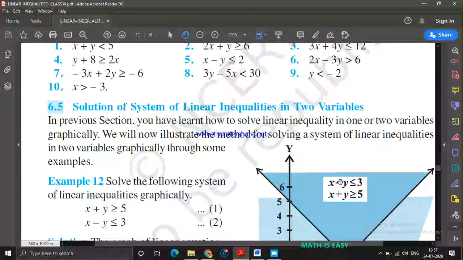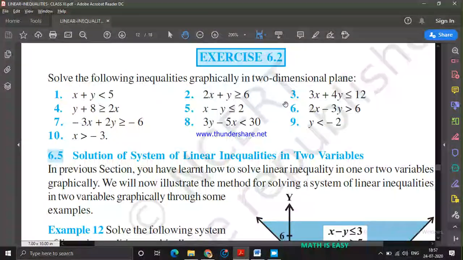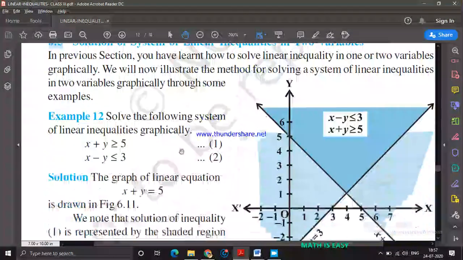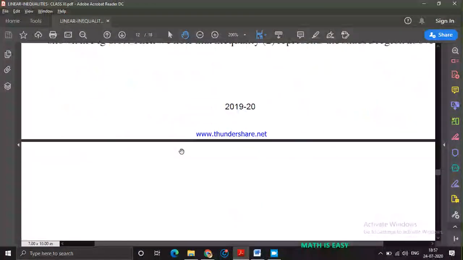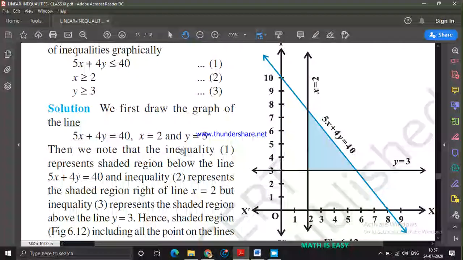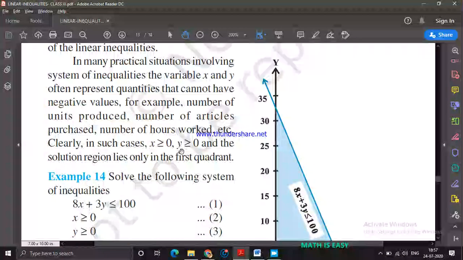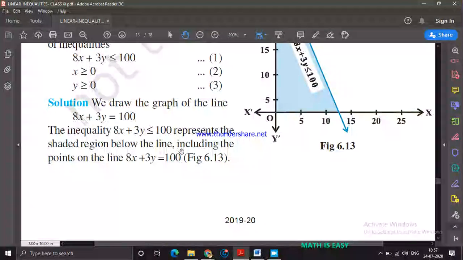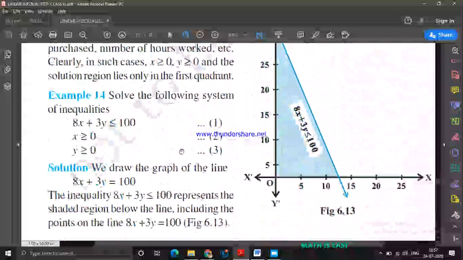Now here you have linear equations in 2 variables, with only one equation. From question 1 to question 10 you have only one equation. From next class onwards you have 2 linear equations and you have to represent the common solutions for both. Maybe if possible we'll see that in the next class. So complete till the 6.2 exercise.